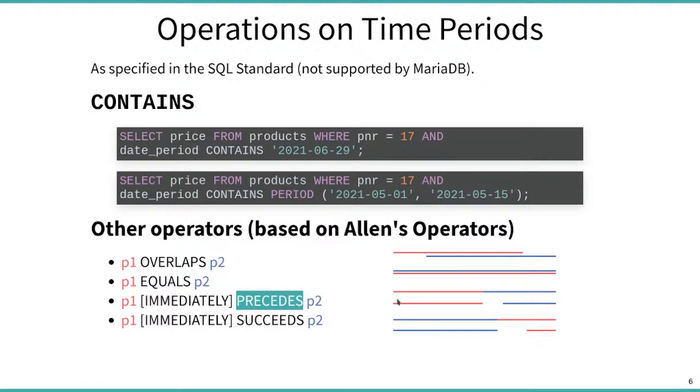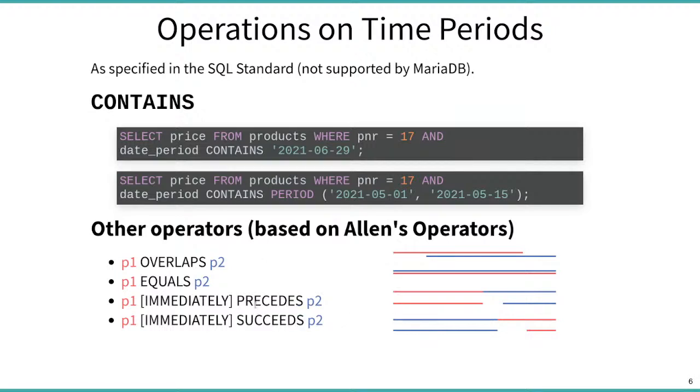Precedes means the red interval comes before the blue interval and immediately precedes. There is no gap in between. And succeeds is the opposite. So the red interval comes after the blue interval. It starts immediately after the blue interval is finished.